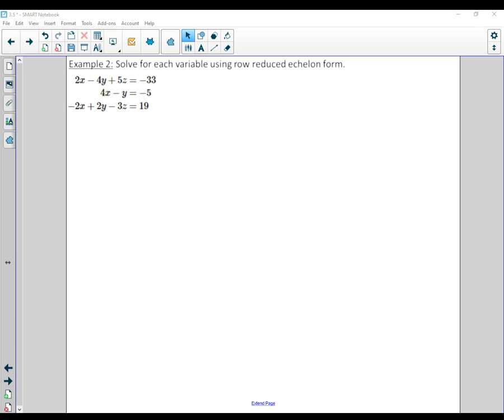2, -4, 5, -33. Pay attention, the x is here. So 4, -1, now 0, because there's no z. -2, 2, -3. That all look right? Looks right to me.